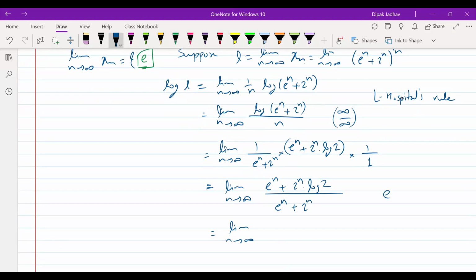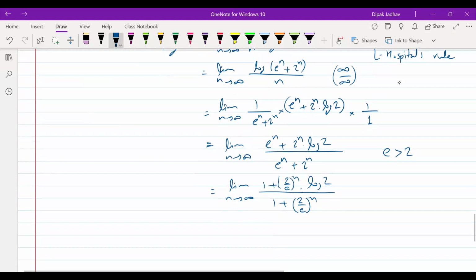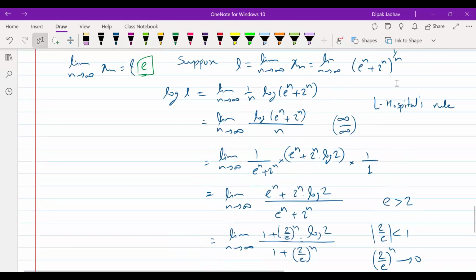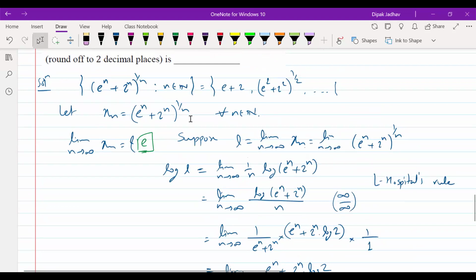we know the relationship between e and 2, which is bigger. e is bigger, so divide by e^n. We get (1 + (2/e)^n log 2) upon (1 + (2/e)^n). And 2 by e is less than 1, so (2/e)^n will go to 0. So we'll have the limit as 1. So log L is 1, so L is e. So somehow we computed the limit of the sequence.